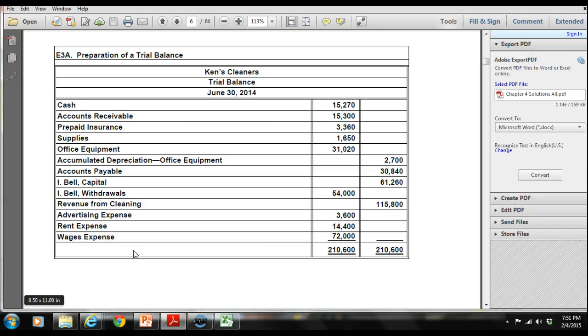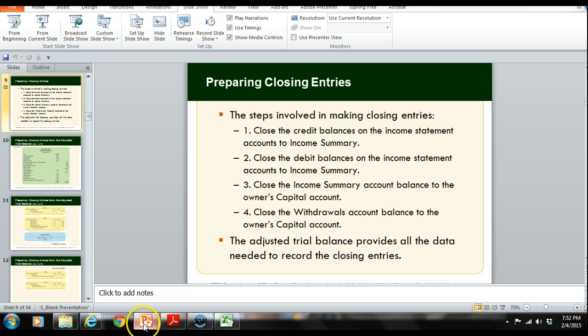So, what do we call those? Those are balance sheet accounts, permanent accounts. So the balance sheet will never get zeroed out. It's only the withdrawals and the income statement accounts we're going to want to zero out.